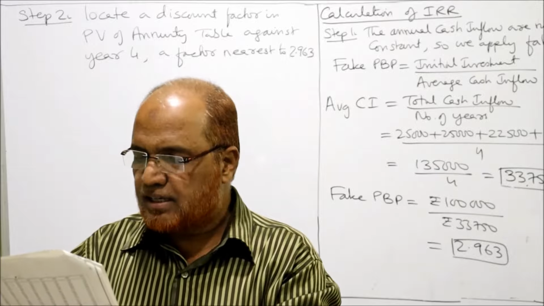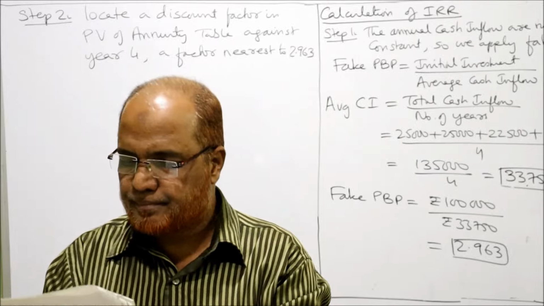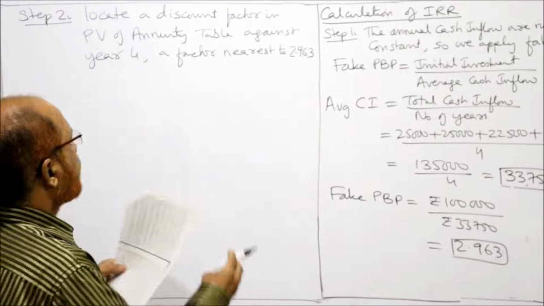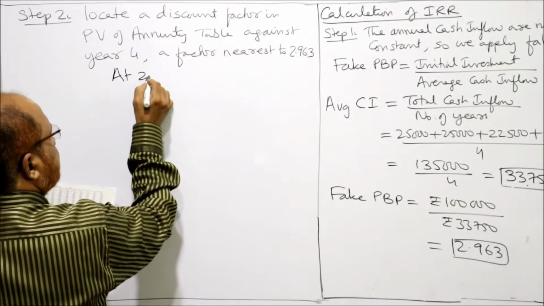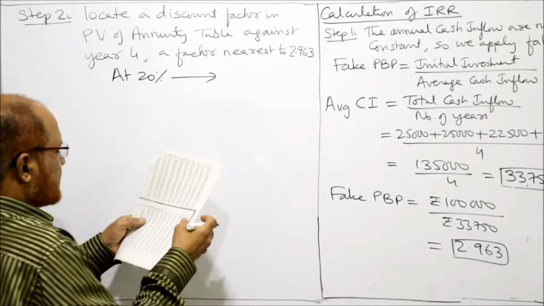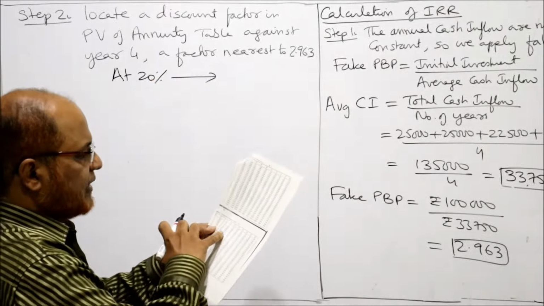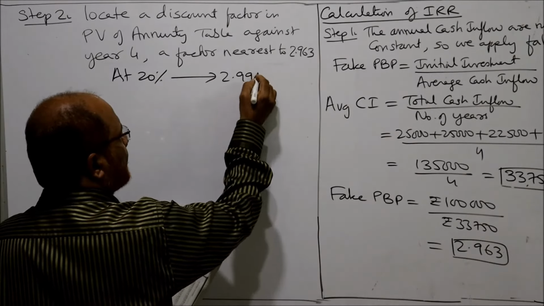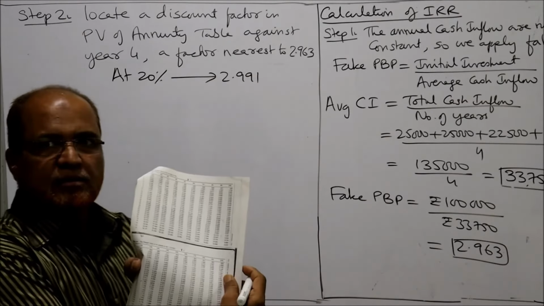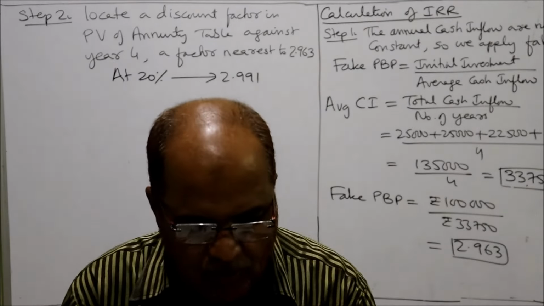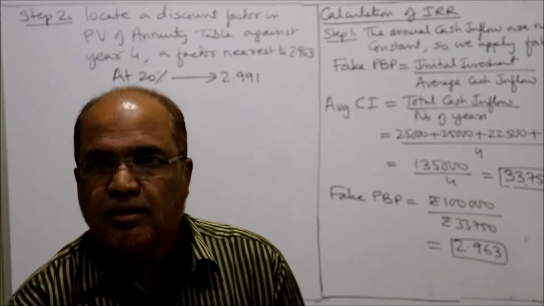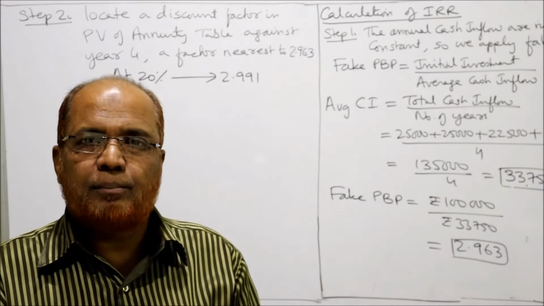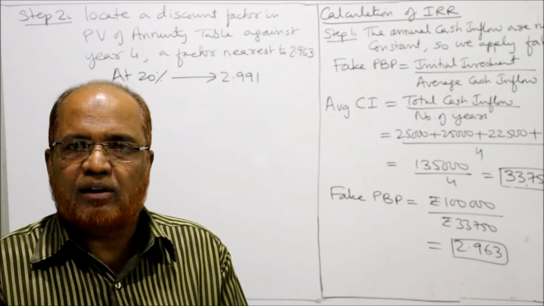तो 2.963, 20%. At 20%, the PV of annuity factor is 2.991. At 20%. See, now the students will get in mind, a PV of annuity table अगर नहीं रहा तो कैसा search करेंगे? How we can be able to search if we don't have PV of annuity table?